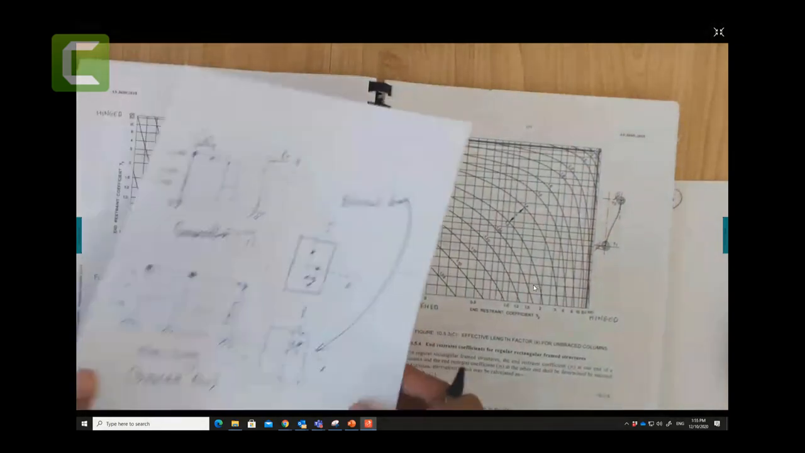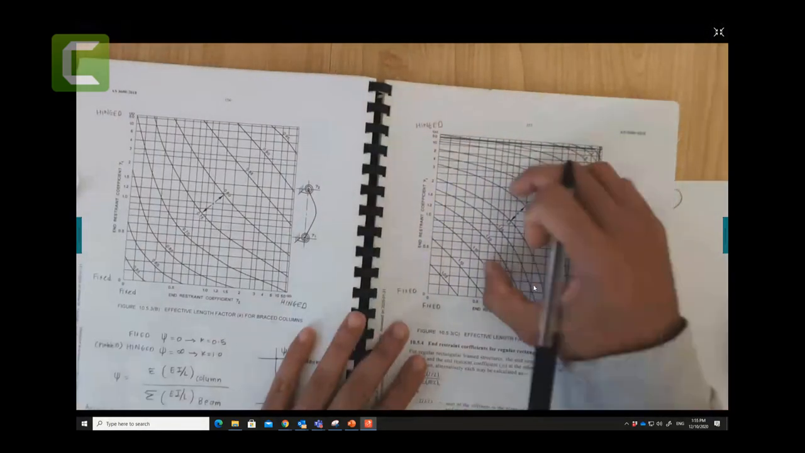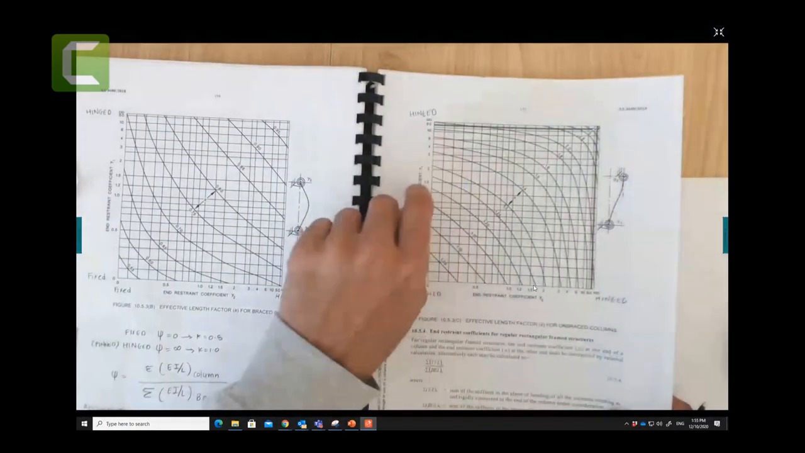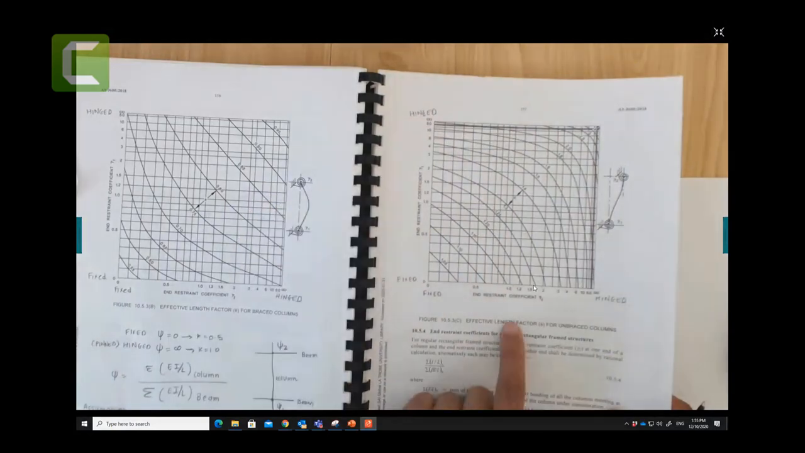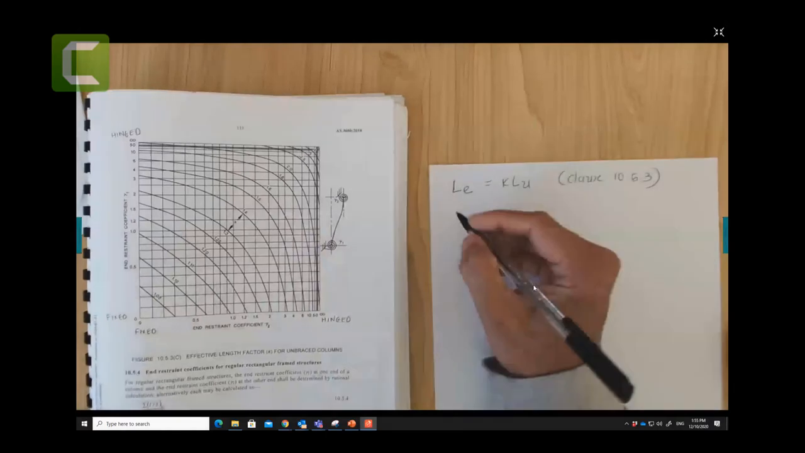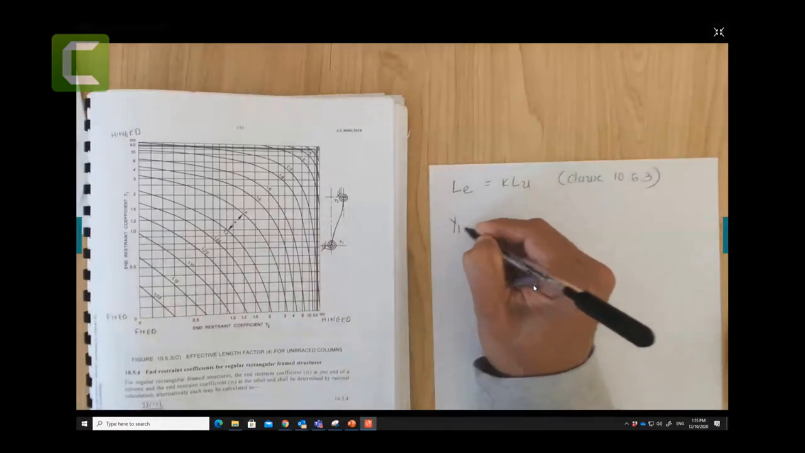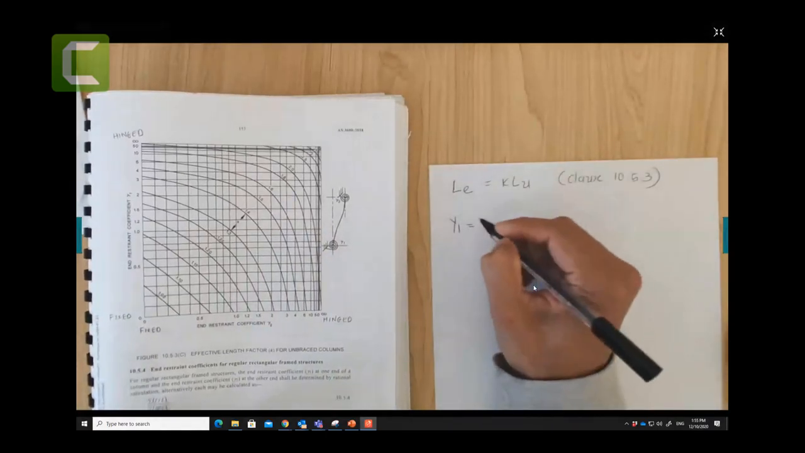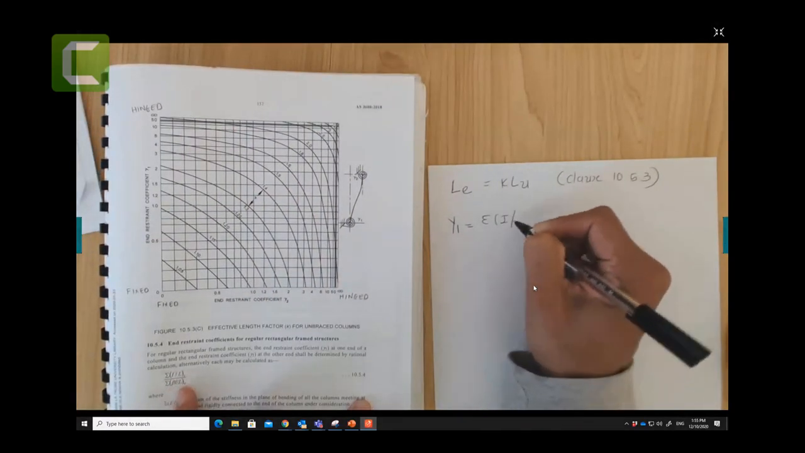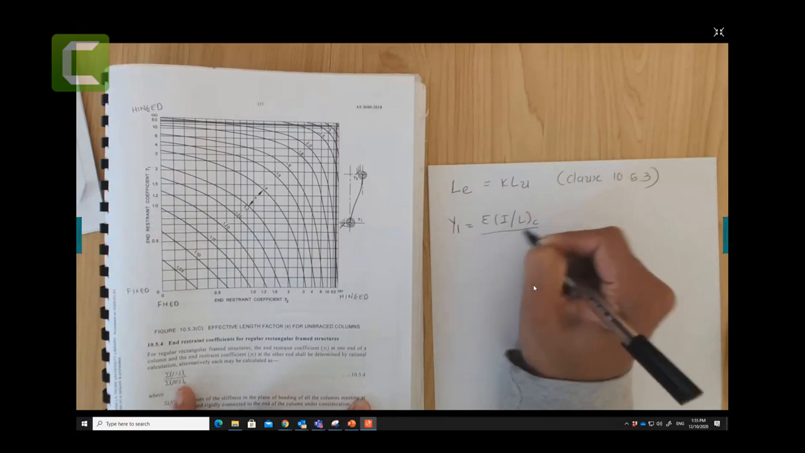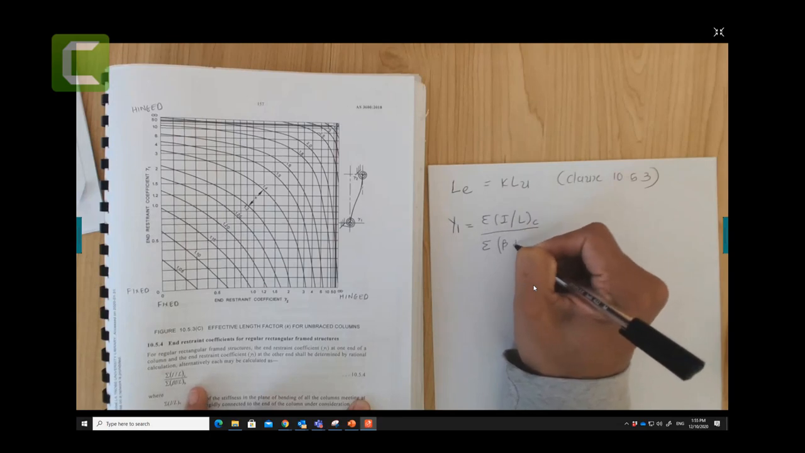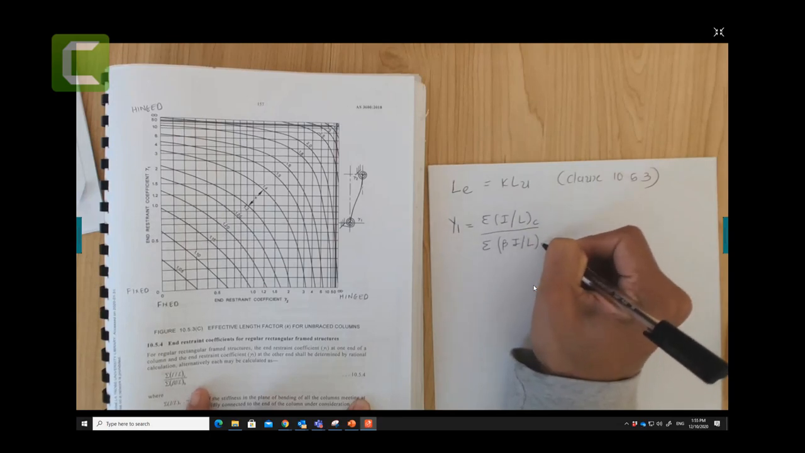I read that one for you, right? Unbraced columns. So if you have unbraced columns, we're going to use these tables. In those tables, we need to calculate the coefficients psi one and psi two. Don't worry, I will tell you how to calculate psi one and psi two. The equation given here is the sum of I over L for the columns, over the sum of beta I over L for the beams.